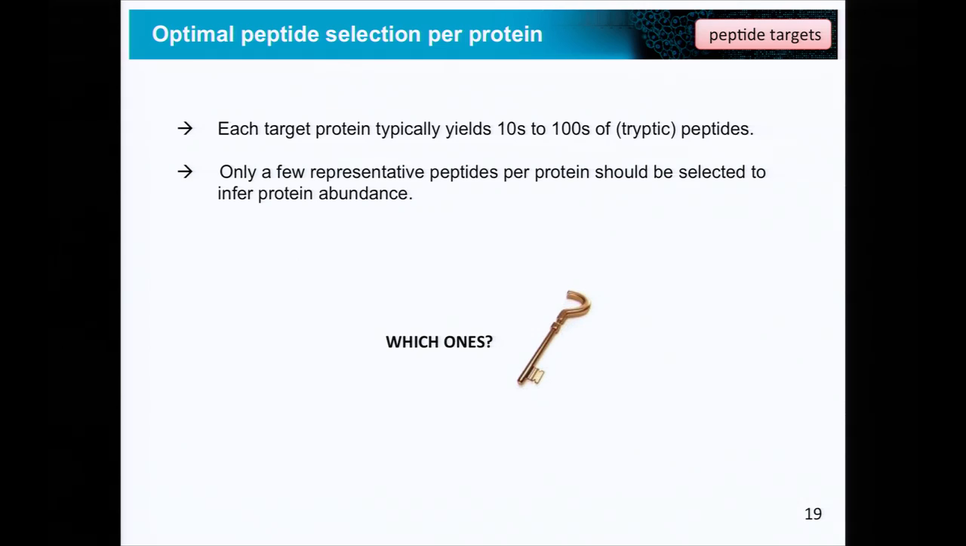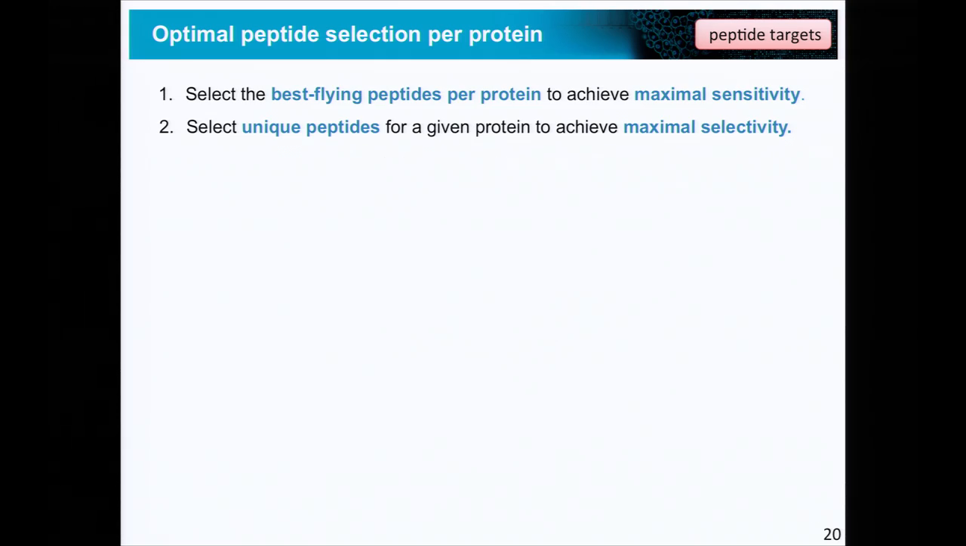What people do here in literature is they try to choose peptides that fulfill 2 criteria. First of all, they try to select those peptides per protein that are the best MS flying peptides. So these are the peptides of the protein that give you the highest signal intensity in your SRM or whatever else measurement. Because if you go for these best flying peptides, you can be maximally sensitive. You will be more easily above the noise threshold than when you take low flying peptides.